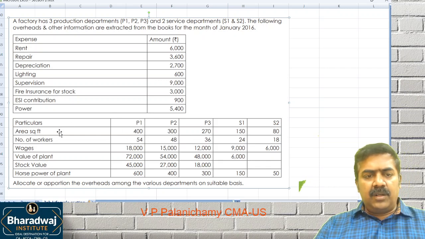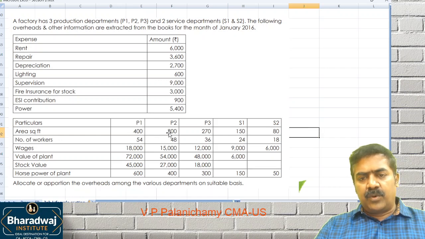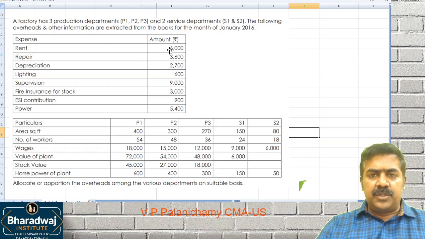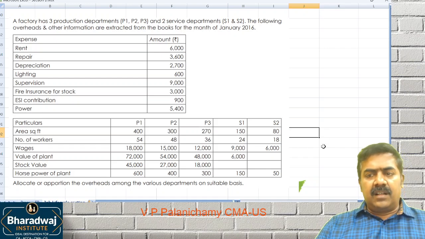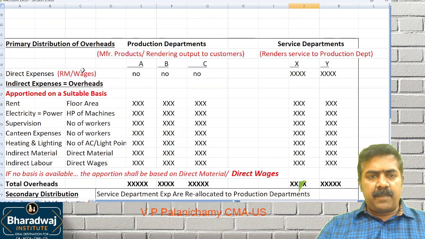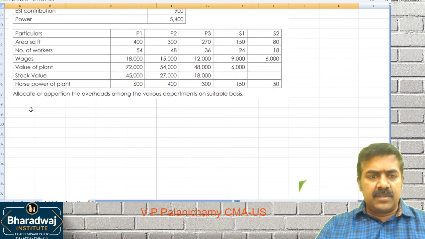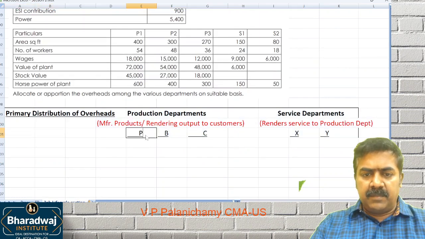For example, look at the area ratio. 400 : 300 : 270 : 150 : 80. What is the total of area? 400 plus 300 plus 270 plus 150 plus 80. In this ratio, rent will be allocated like that. I request you to prepare a chart like this. Primary distribution of overheads, with particulars and how many columns? These columns are like P1, P2, P3.